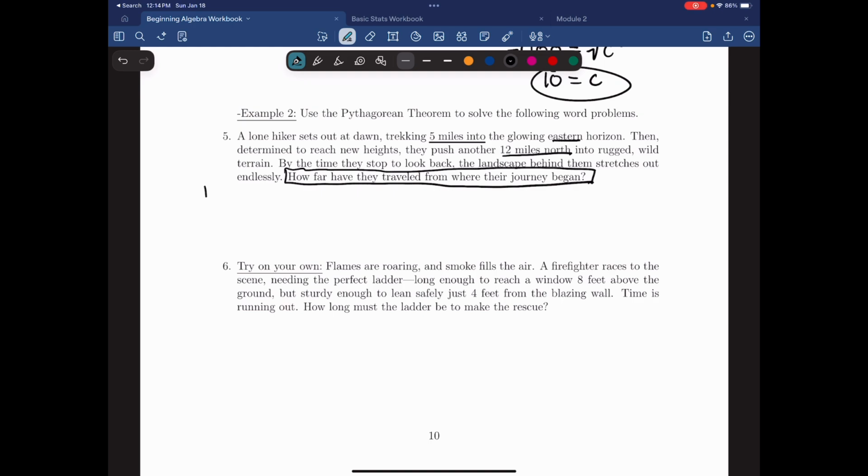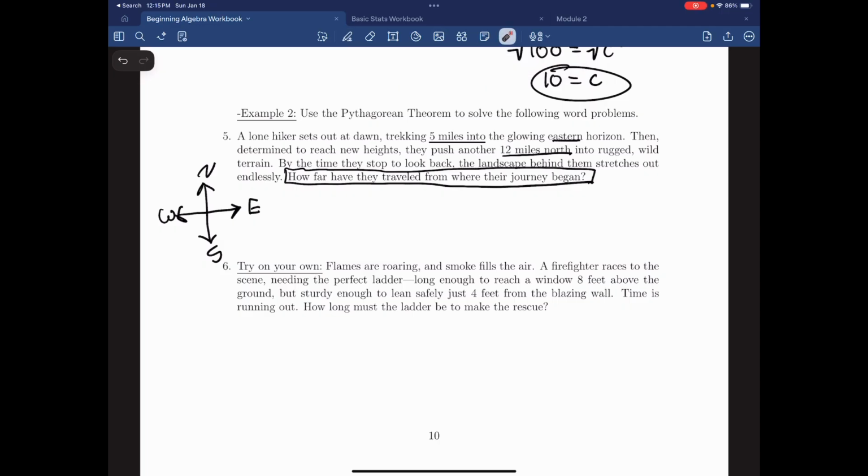So using directions, I always remember never eat soggy waffles. We have north, east, south, west. So the hiker traveled 5 miles east and then 12 miles north. But we want to know how far this hiker is from their starting point. So let's figure that out.